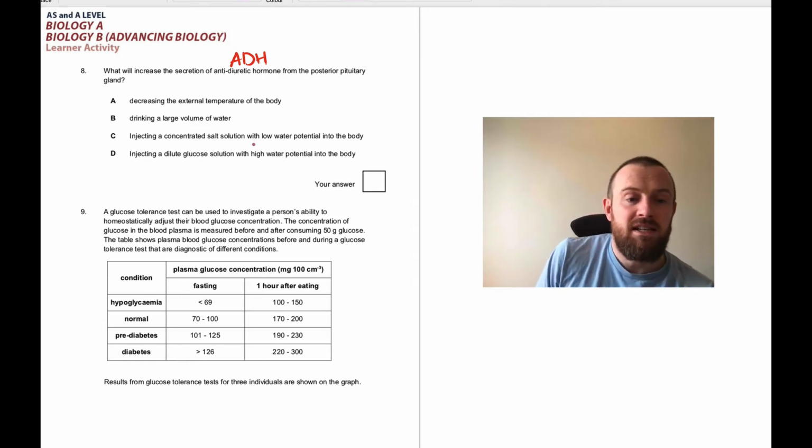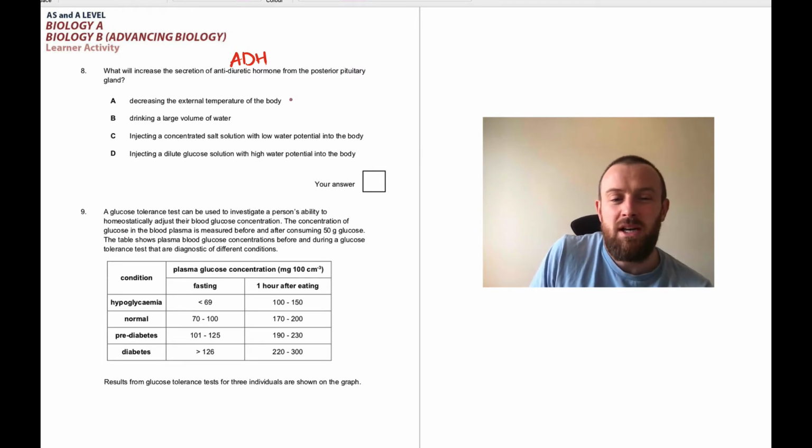So if the external temperature decreased, you'd be sweating less, so that's not a thing. If you drink a large volume of water, no, you're going to need to produce more urine, so that's not a thing. Injecting a concentrated salt solution with low water potential into the body. Now that sounds very dangerous to me, but yeah, it would make you produce ADH because you then need to keep more water to dilute all that salt.